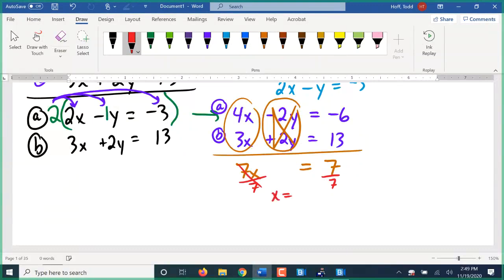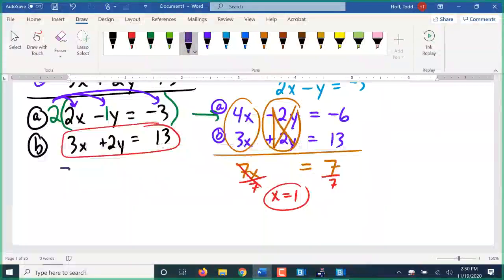X equals 1. Now I have to go back and find y. Well, let's use the bottom equation since there's negatives in equation A. So we'll use equation B here. And we're going to write that as 3x becomes 3 times 1 plus 2y equals 13.